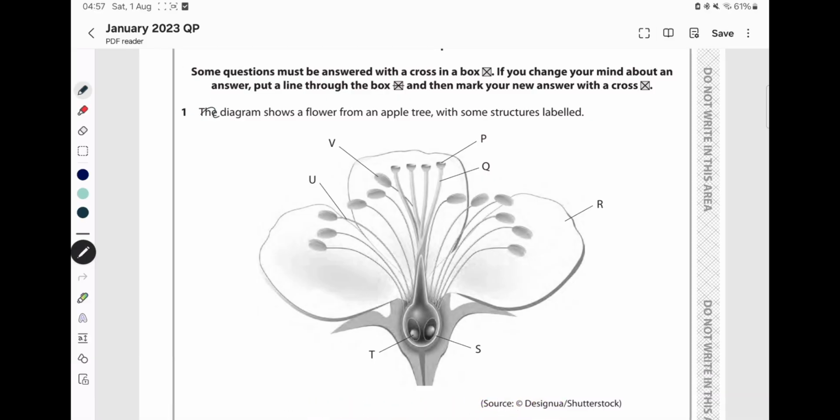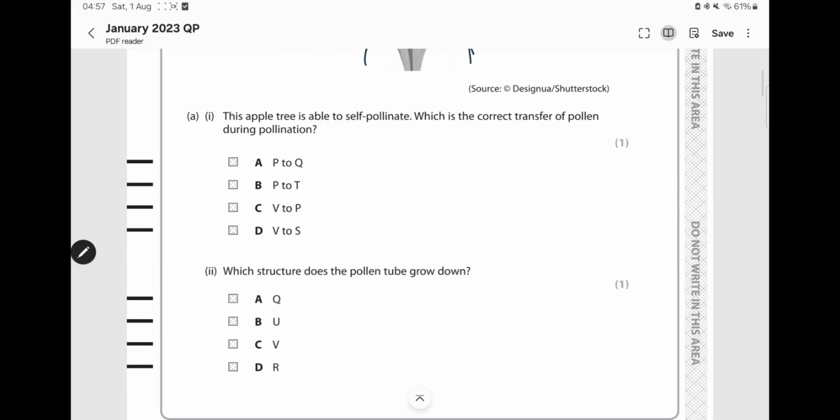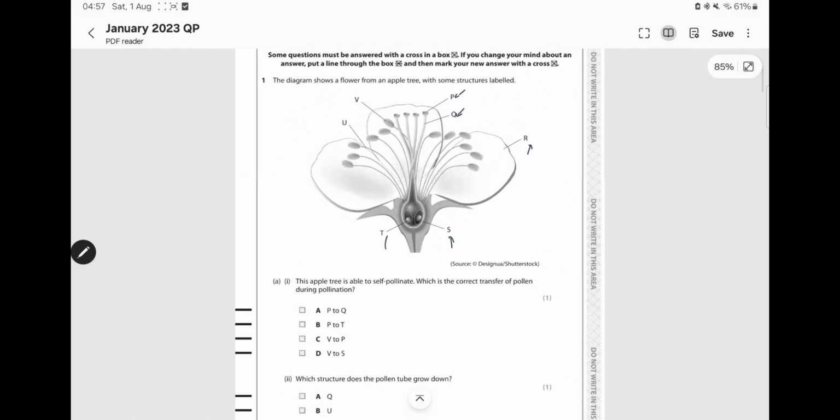The diagram shows a flower from an apple tree with some structures labeled. We have a flower here, and it has some labeled structures: U, V, P, Q, S, T, and R. The first question asks, this apple tree is able to self-pollinate. Which is the correct transfer of pollen during pollination?